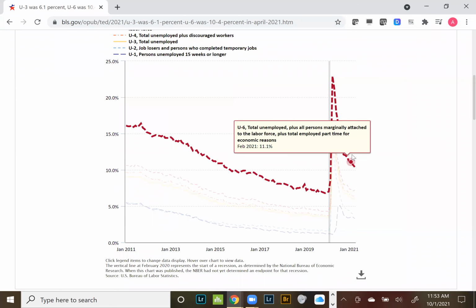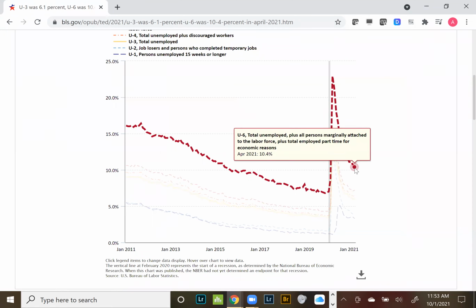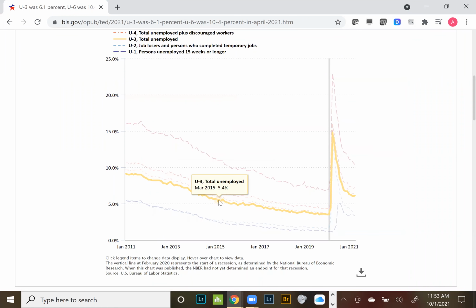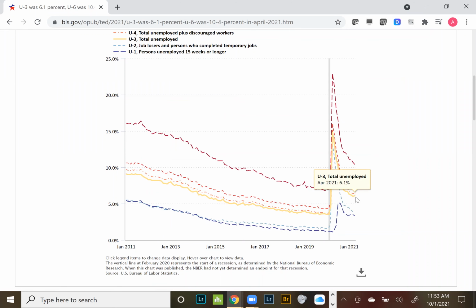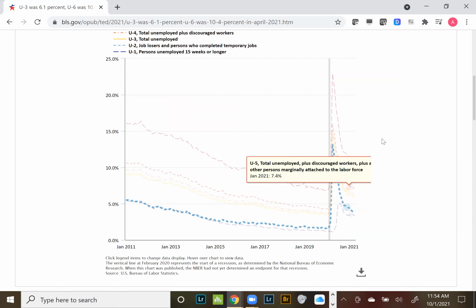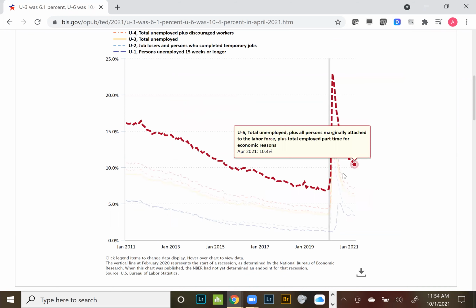You can see right now it's around 10.4, whereas the official rate, U3, is around 6.1. And then way down here at the bottom, U1 is only 3.5%. But that's because they're leaving out an awful lot of people who are not really working, but are in sort of a gray area. So basically, U1 takes out everyone who's not in one of those very rigid categories, and U6 includes almost everybody. And then you have everything in between.